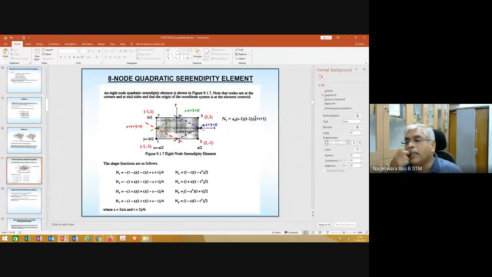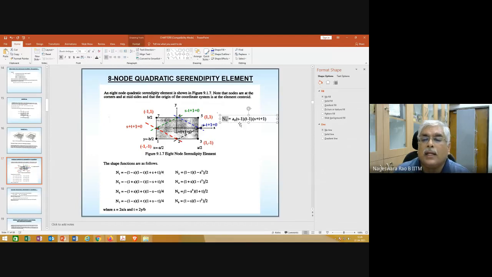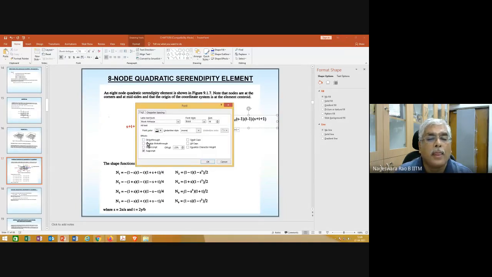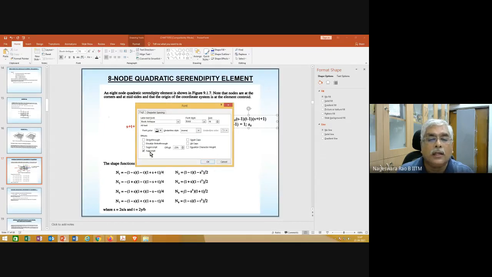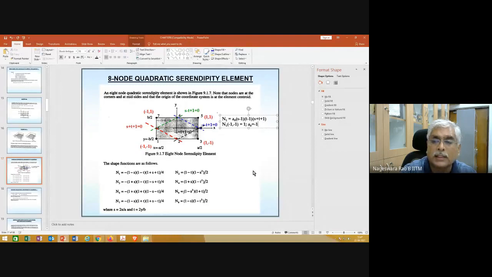Okay, so this is a general expression for N1. And what is the other condition N1 has to satisfy? N1 evaluated at S is equal to -1, T is equal to -1 should be equal to 1. Now you substitute S is equal to -1, T is equal to -1 and impose this condition, and it turns out that A naught is equal to -1/4.